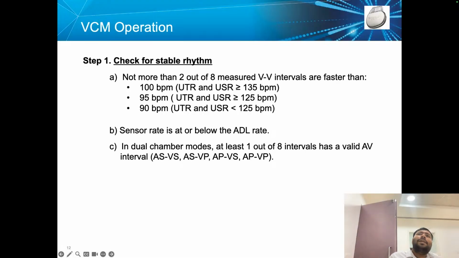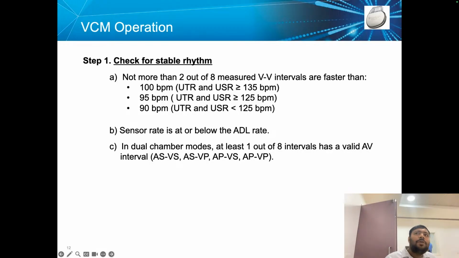The second thing will be the sensor rate. It should be below the ADL rate. Everyone knows Medtronic has the activity. If the patient is in rate response mode, there will be an ADL rate, activities of daily living rate. So the sensor rate obviously should be less than the ADL rate. The pre-programmed ADL rate will be 95 beats per minute.